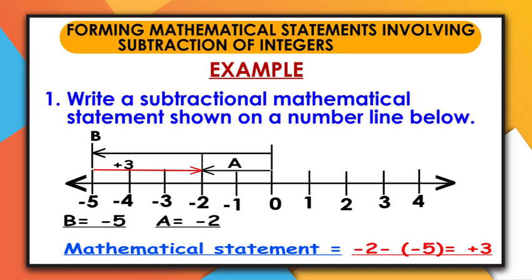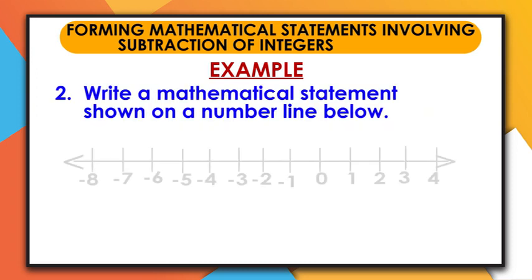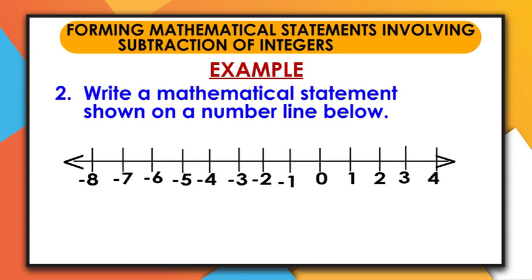Let's progress with example 2. It says, write the mathematical statement shown on the number line below. The number line drawn runs from -8 to +3. And there are jumps from +1 to -2, and from -2 to -5, and from -5 to -8.